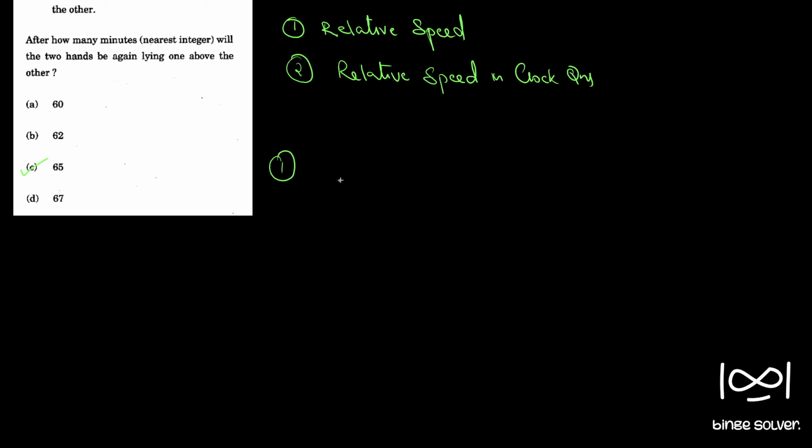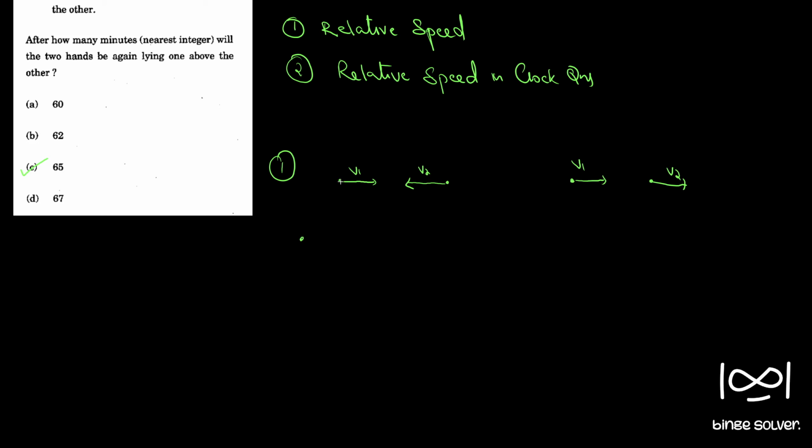Relative speed is used when two people or two objects move either like this. Say this person moves at a v1 speed and this person moves at a v2 speed towards each other, or another case is when they move in the same direction. So these are the two cases where we apply the concept of relative speed in questions. I will show an example.